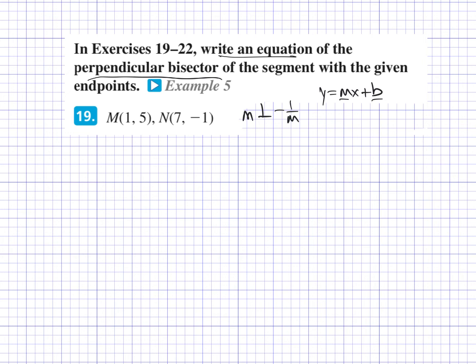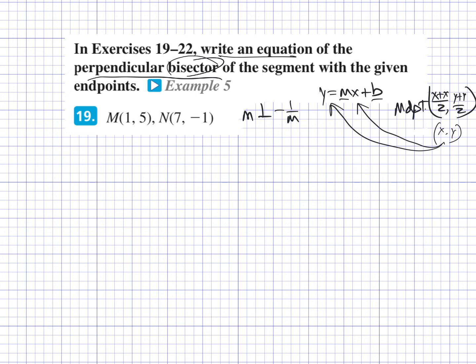Okay, and then we have bisector. That means we've got to find the midpoint. The midpoint, remember, is x plus x over 2 and y plus y over 2. Because the midpoint is where the perpendicular bisector is going to go through, and that gives us a point, an x and a y, that is on our new line. And we need the x and the y to solve our equations.